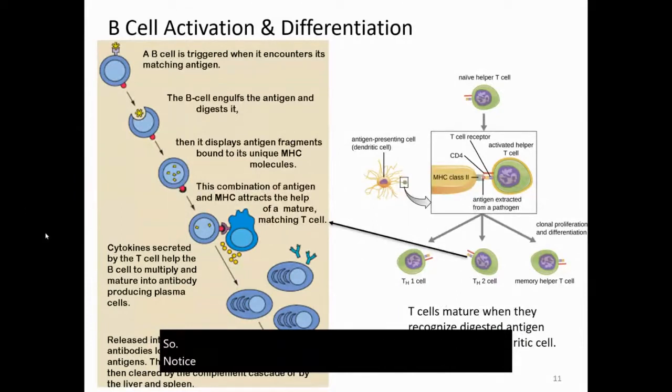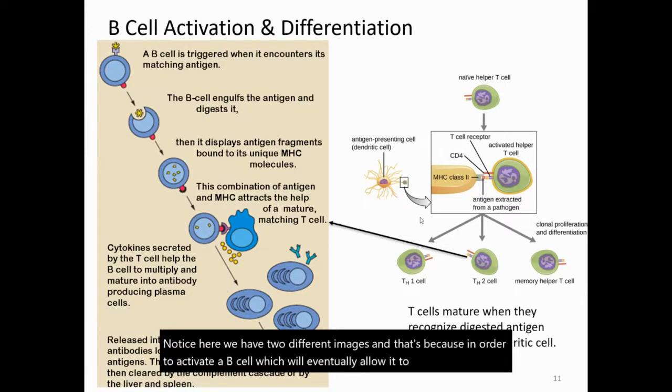All right, notice here we have two different images, and that's because in order to activate a B cell, which will eventually allow it to differentiate into those plasma and memory cells, there's kind of like a checks and balances system. Okay, so one pathway is going to be B cells doing their job. The other pathway is getting those T helper cells made. Now, we talked about this process in that last video. Okay, and so that's why we have two things happening here.